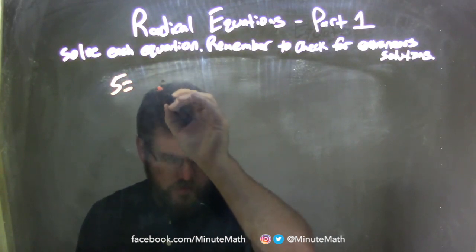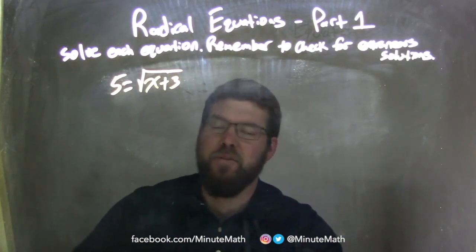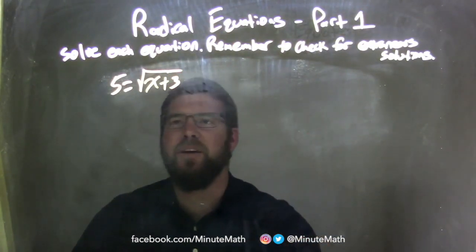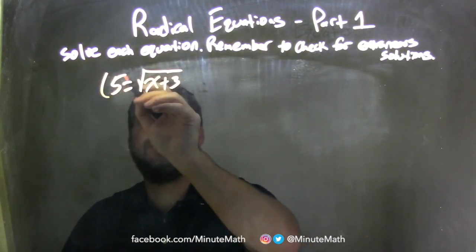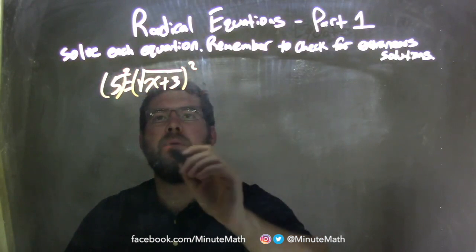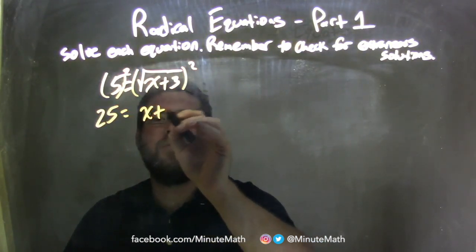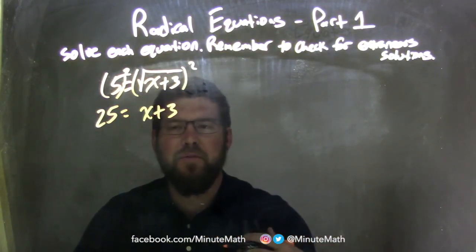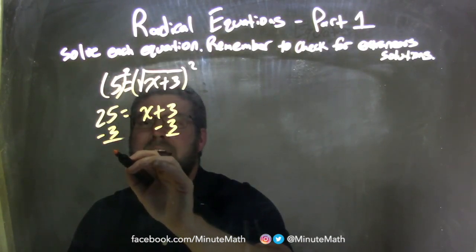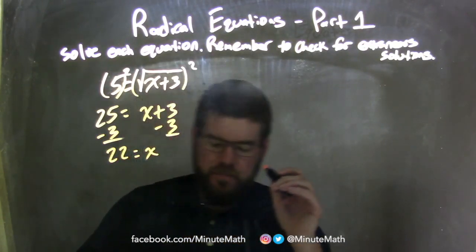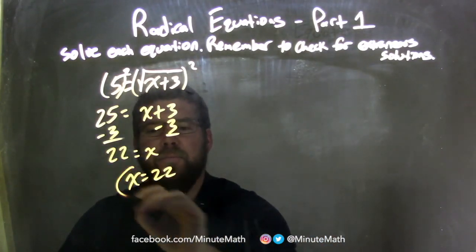5 equals the square root of x plus 3. So the first thing to eliminate the square root is I need to square both sides. So I'm going to square both sides here. Square both sides, leaving me with the left-hand side 25 equals x plus 3, because remember, squaring a square root eliminates the square root. I then subtract a 3 from both sides, leaving me with 22 is equal to x here. And then I can write it nice and neat. X comes first, so x equals 22.